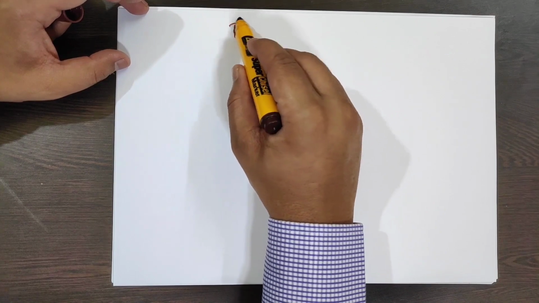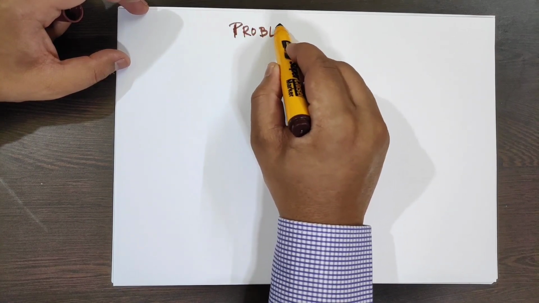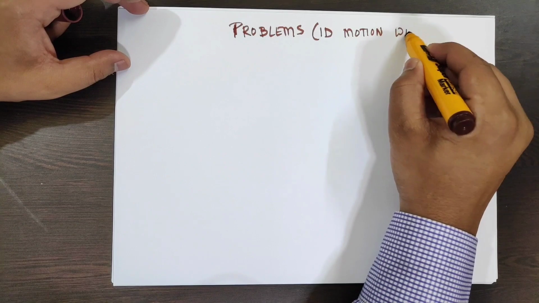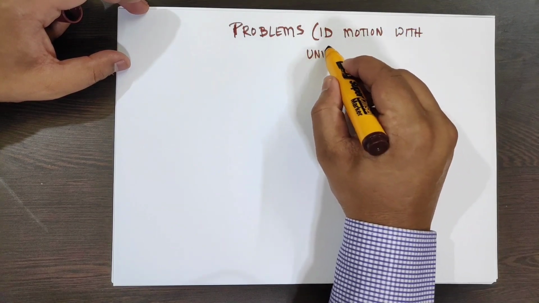Now you can also apply this in case of motion under gravity, because motion under gravity is motion under uniform acceleration. Gravity acts downwards always. So let's take up some problems on 1D motion with uniform acceleration.